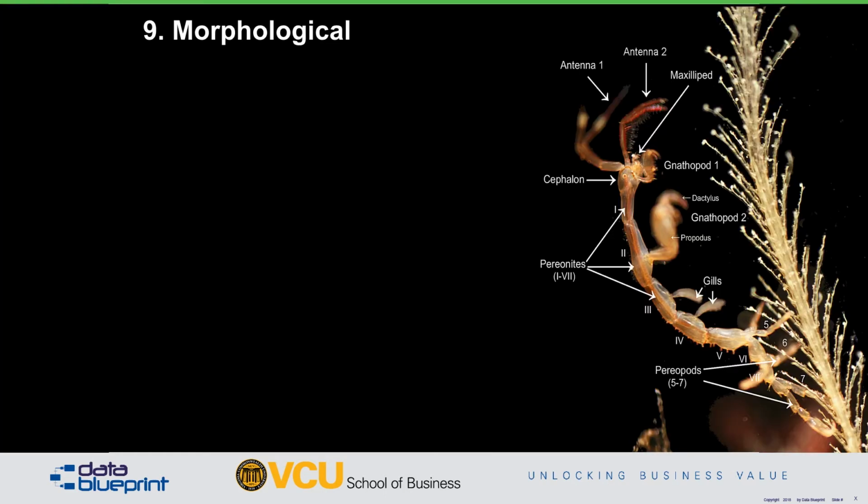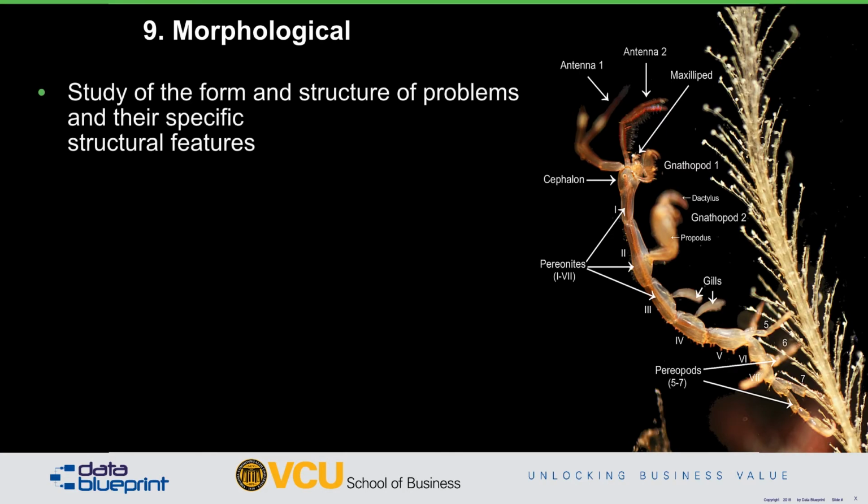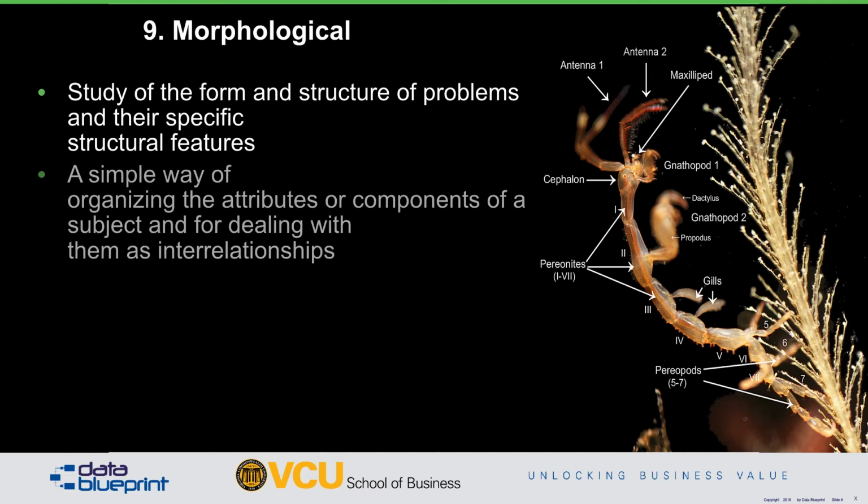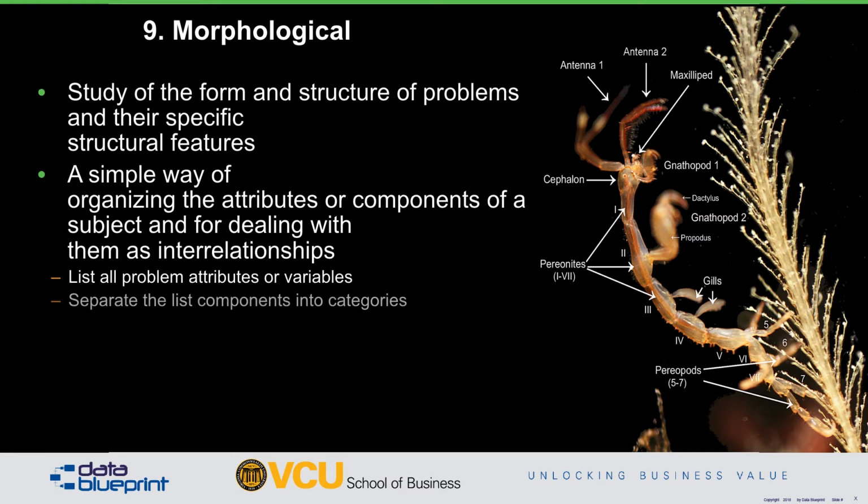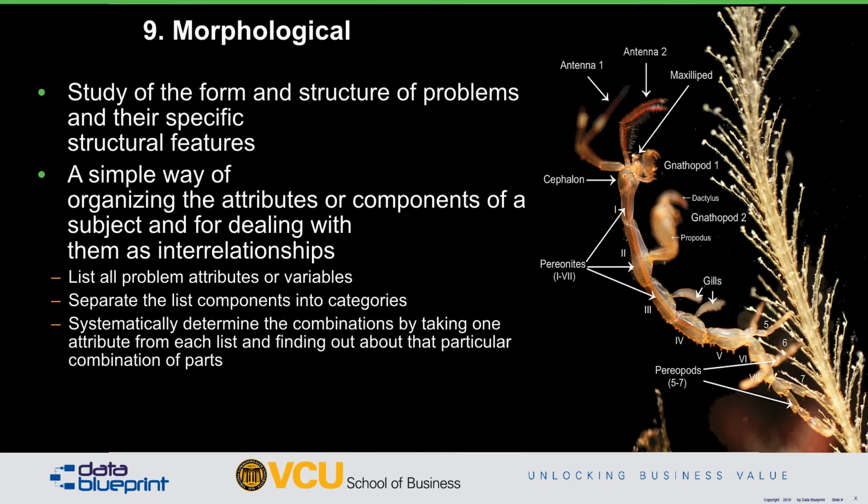Morphological. Study of form and structure of problems to find out their specific structural features. And the idea here is we're organizing the attributes to deal with them as ways of doing interrelated relationships. So, for example, all the problem attributes that we might put down, we might separate the list into components or categories, and systematically determining comparisons or trying to pair one thing and finding out how that pairs with something else.